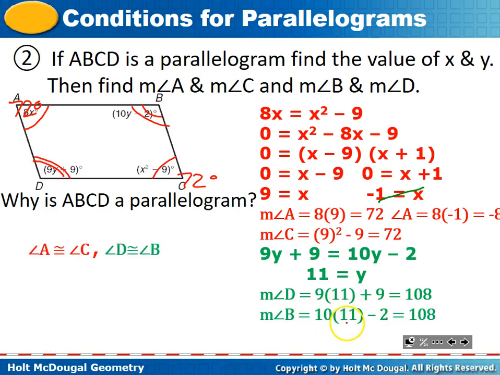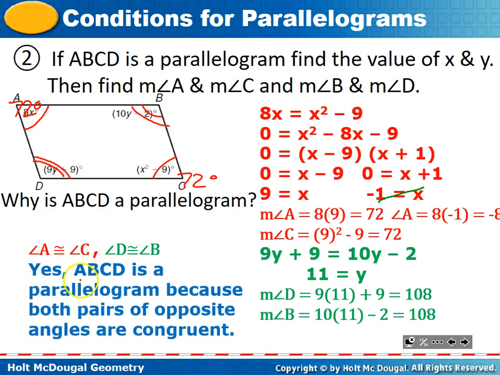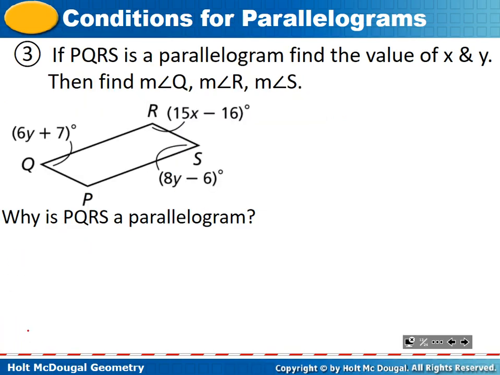So here again, we can see that those opposite angles are congruent, and we have to write that. Angle A is congruent to angle C, and angle D is congruent to angle B. And then, yes, ABCD is a parallelogram because both pairs of opposite angles are congruent. Okay, let's look at example 3.